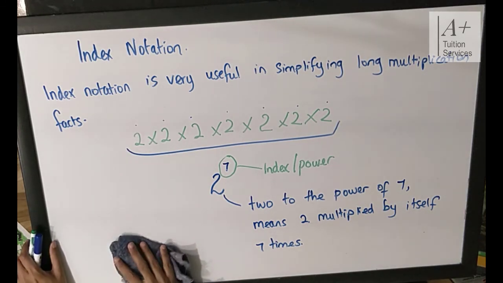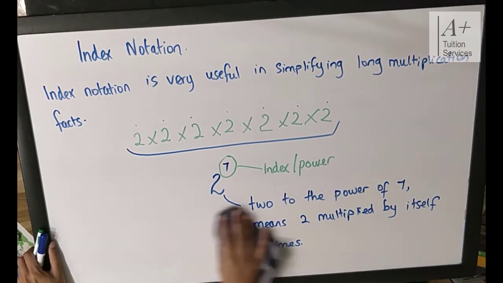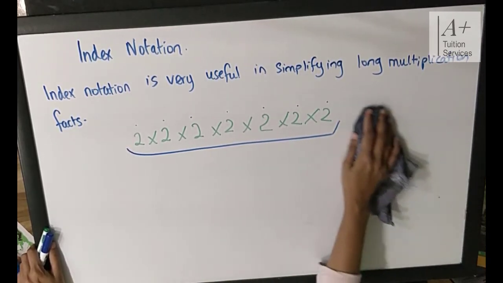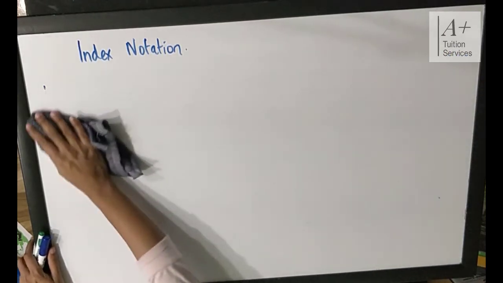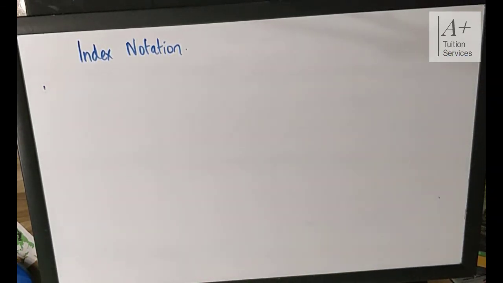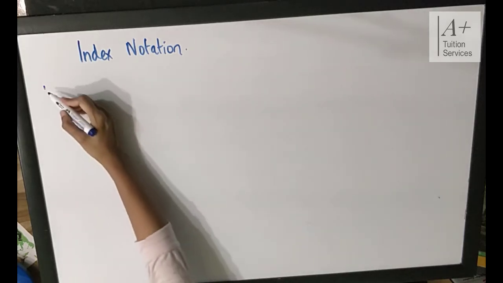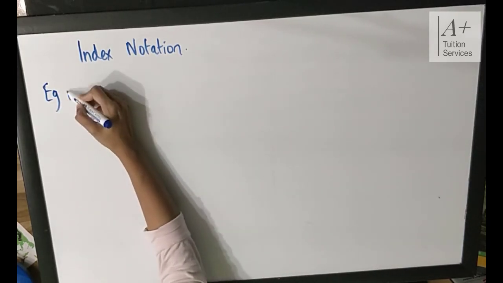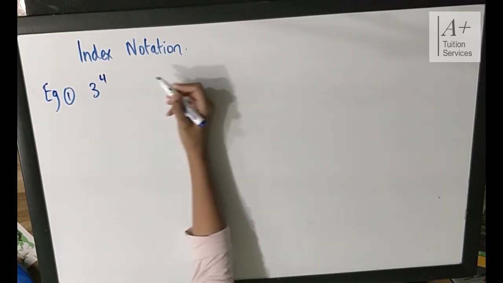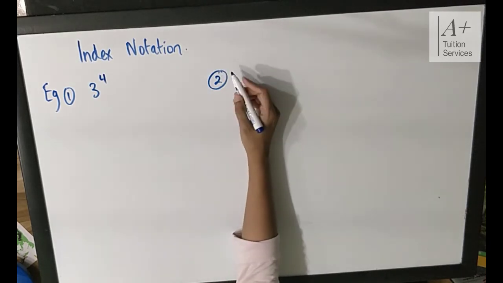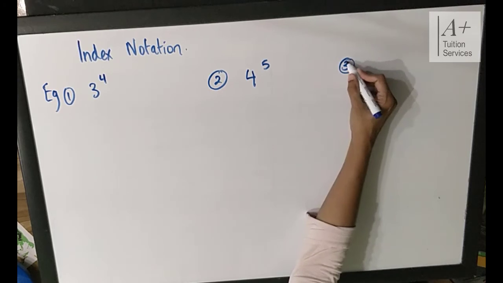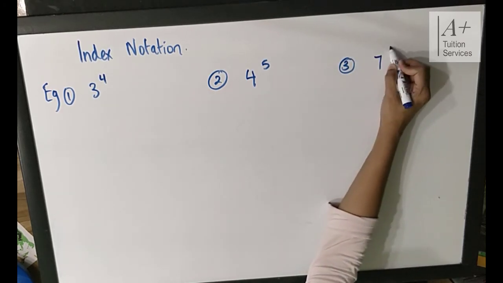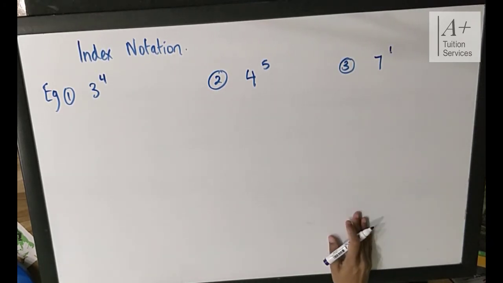I'm going to do a couple, like 3 examples, and then we'll move on to the other part of this particular topic. So example 1, I have 3 to the 4th power. Example 2 is 4 to the 5th power. Example 3 is 7 to the 1st power, right?